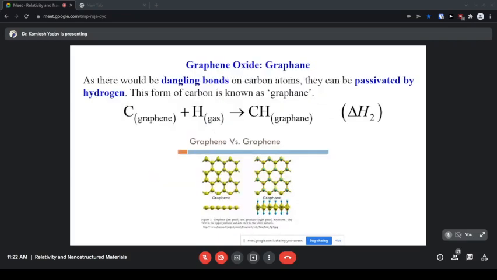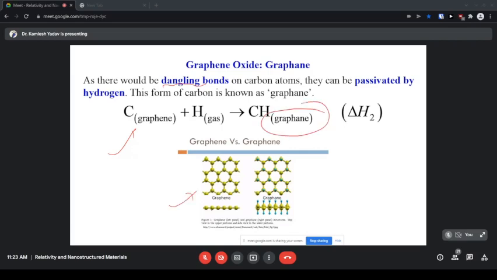Suppose you consider graphene. There are dangling bonds at the surface of the graphene, because in graphene there are double bonds. That double bond we can easily break, and then there will be generation of free radicals at the surface of the graphene, and these free radicals of carbon can easily combine with hydrogen. Therefore, if you pass hydrogen gas, these carbon atoms combine with the hydrogen and form carbon hydride, known as graphane.